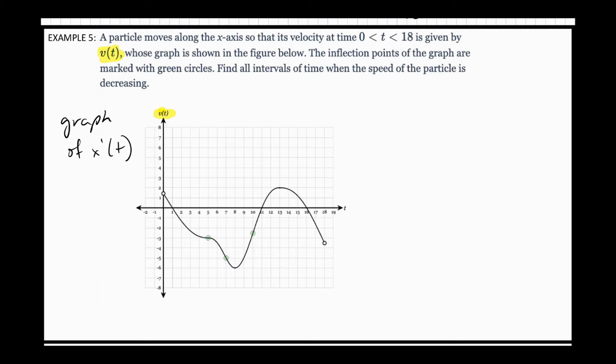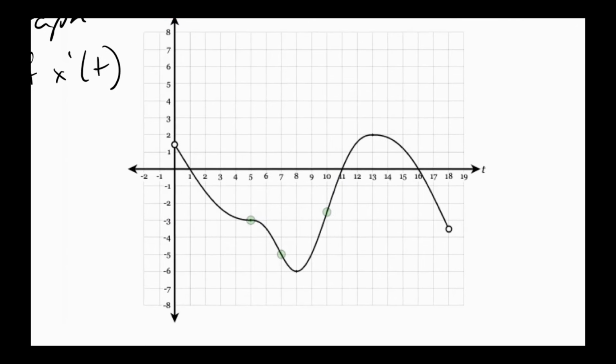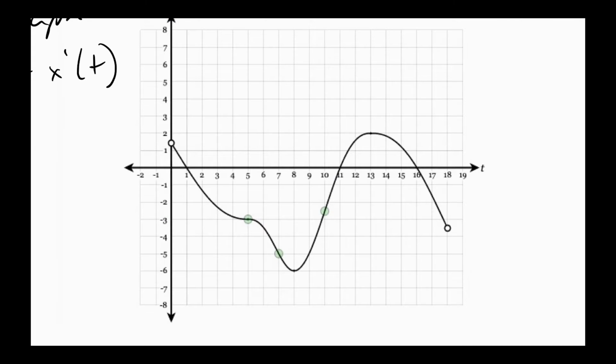So what does that mean? If they're identifying inflection points, what does that mean? Why are those guys inflection points? Yeah, they're points where the concavity changes, right? You can see that it's going from concave up, holding water, to concave down, right there. That's where it changes. That's where it changes again, concave down to concave up, and then concave up, holding water, to spilling water, okay?